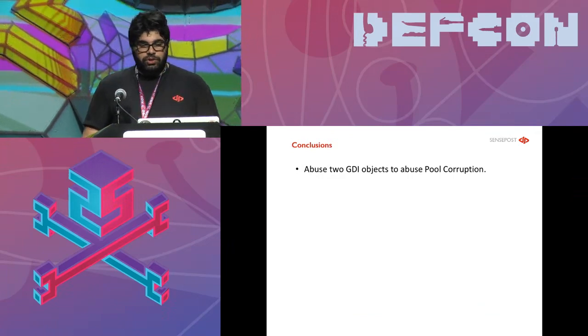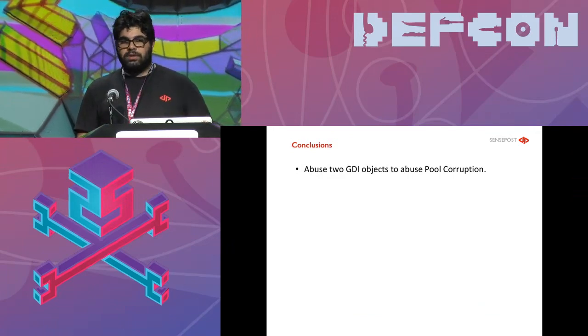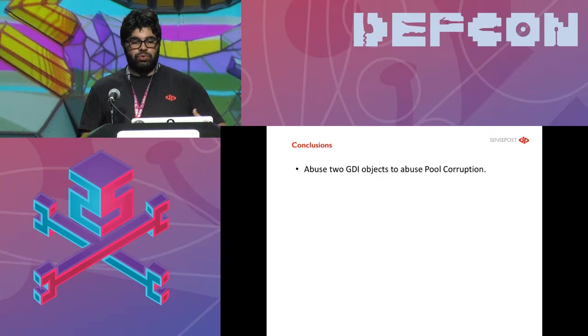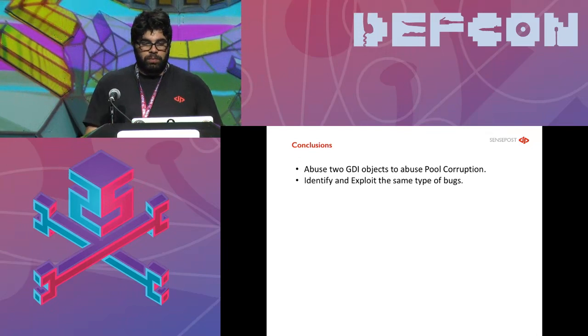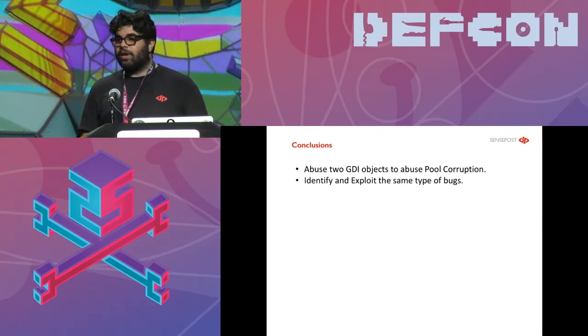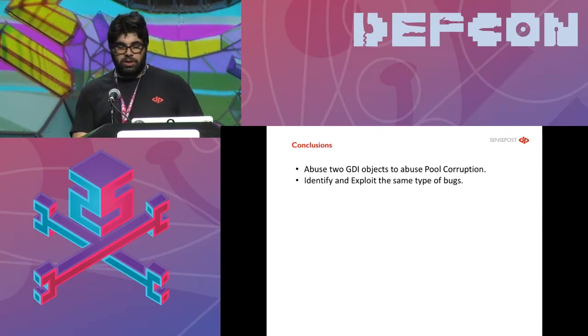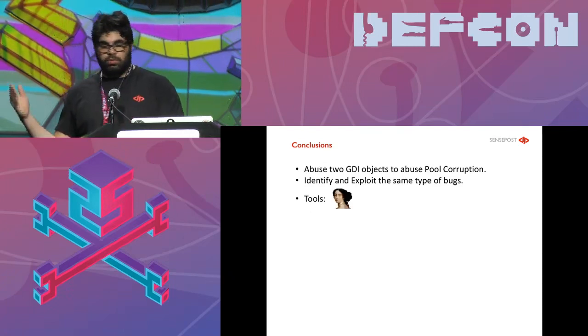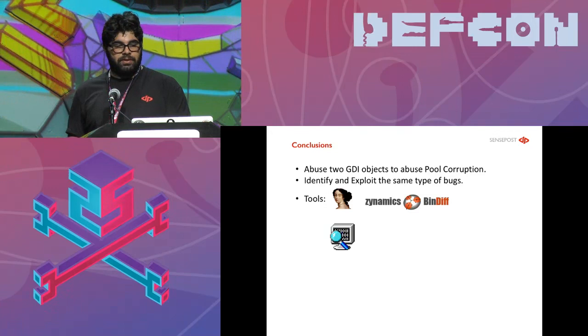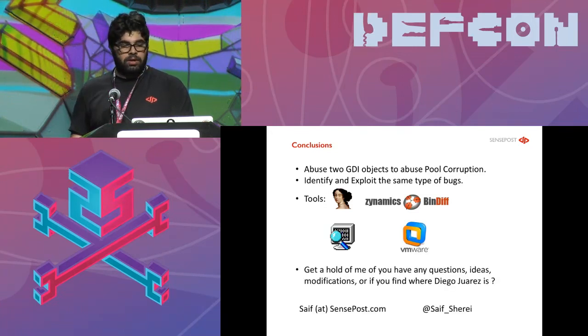So the conclusions of this talk: we have not only one, but a new undisclosed technique to GDI objects that we can abuse to gain arbitrary kernel memory read and write, and abuse kernel pool corruptions. We can identify, hopefully, and exploit the same type of vulnerabilities in the kernel and in any other objects. And the tools used in this talk were IDA, BinDiff, WinDbg, and VMware.